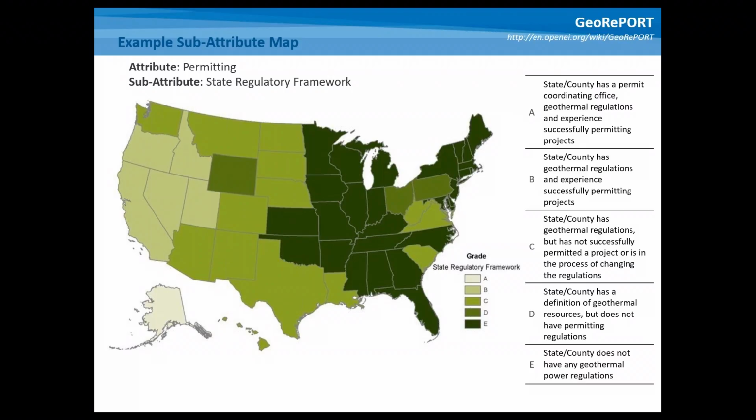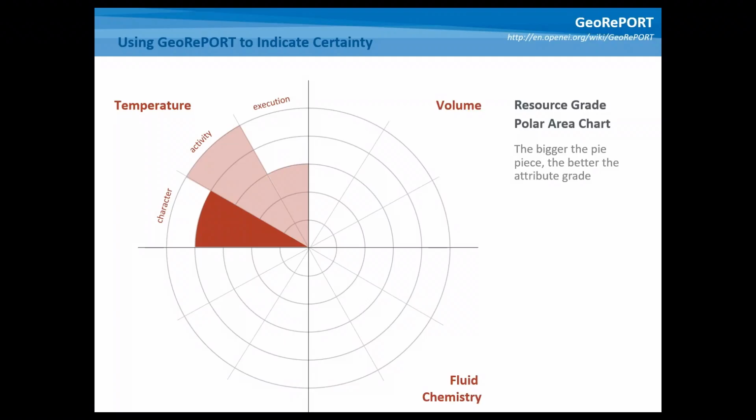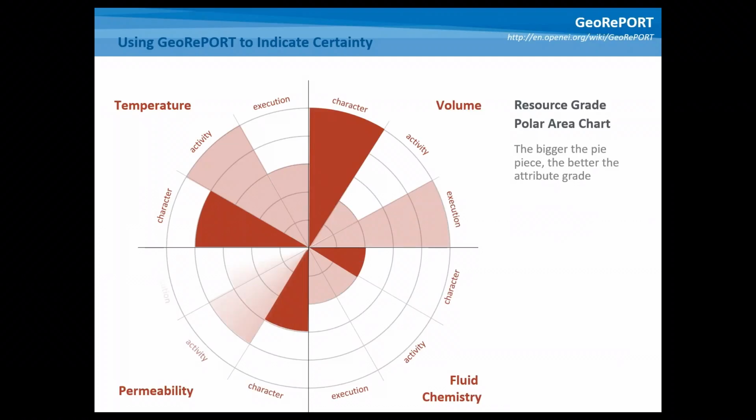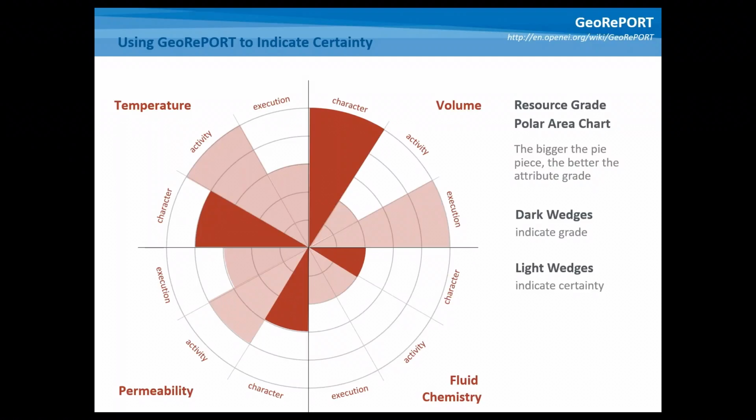Our next question is, can GeoRePORT be used to evaluate areas without substantial geological data? That's a great question. GeoRePORT was designed to address this issue specifically. If you recall the character grades, the dark wedges indicate the grade of each attribute. The activity and execution indices, the light wedges, indicate certainty, or how well you understand each attribute.